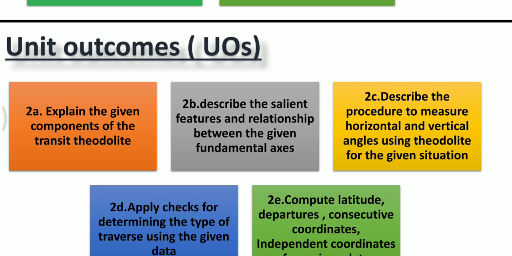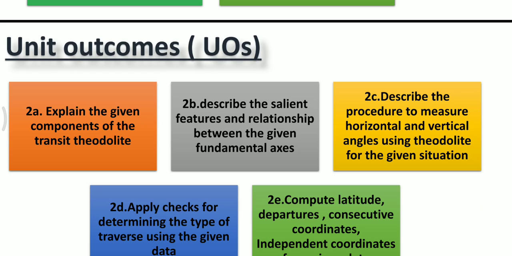There are four essential fundamental axes of the theodolite, and there is a relationship between these fundamental axes. So what is the relationship between these fundamental axes, we see in this unit.